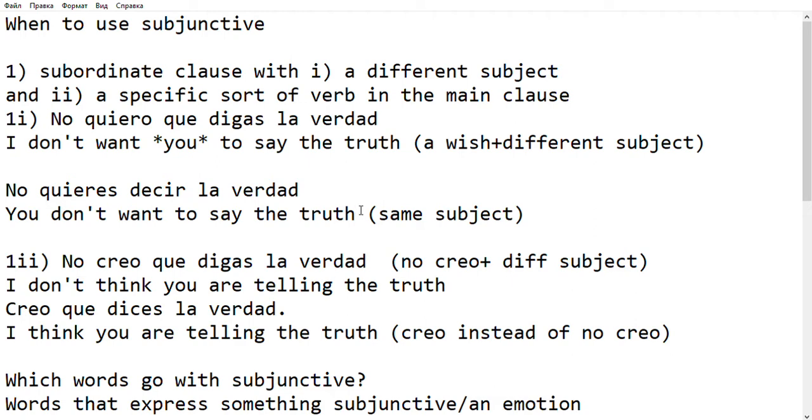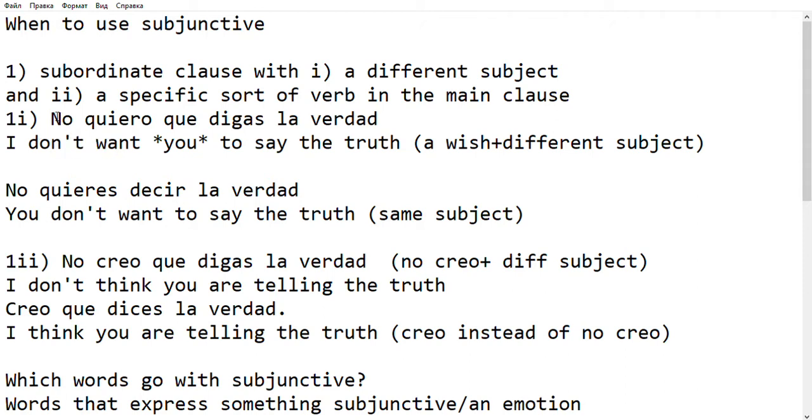Now, there is another thing that has to do with the kind of the verb. So to use the subjunctive in a subordinate clause, I need two conditions. The first is what we just said, that the subject is different. The second has to do with the quality of the verb. But for now, to be sure we understand what we're talking about, let's look at some examples and then we'll look at the verbs. If I'm going to translate this first phrase, I don't want you to say the truth.